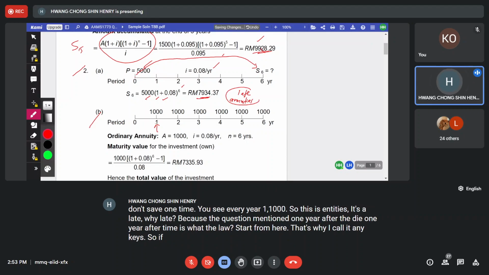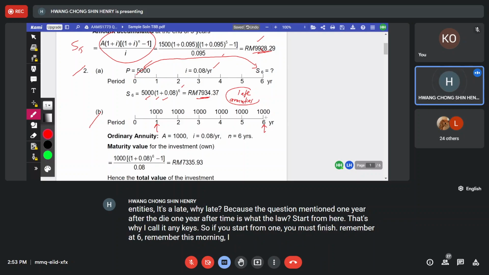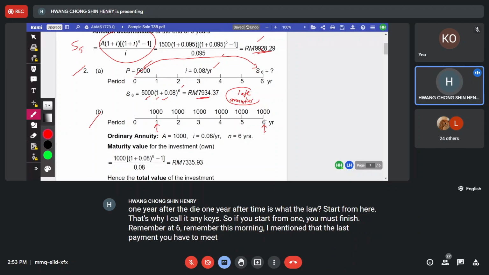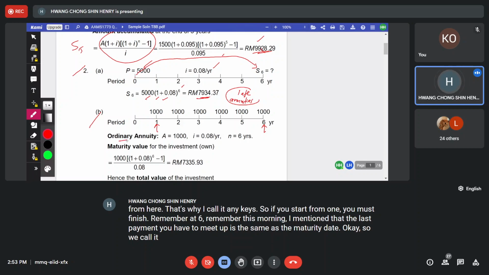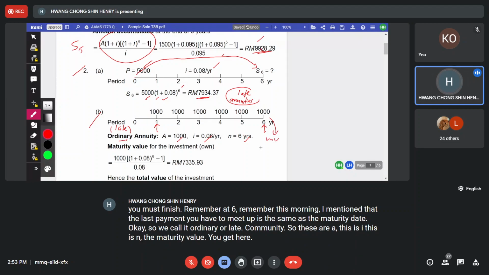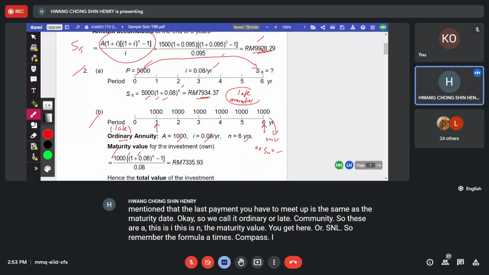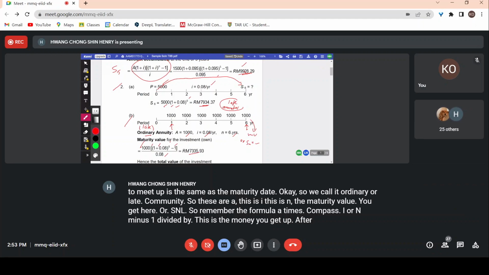So if you start from 1, you must finish, remember, at 6. Remember this morning I mentioned that the last payment you have to make is the same as the maturity date. Okay, so we call it ordinary or late annuity. So this is your A, this is your I, this is your N. The maturity value you get here, or SN. So remember the formula, A times 1 plus I power N minus 1 divided by I. This is the money you get after 6 years.